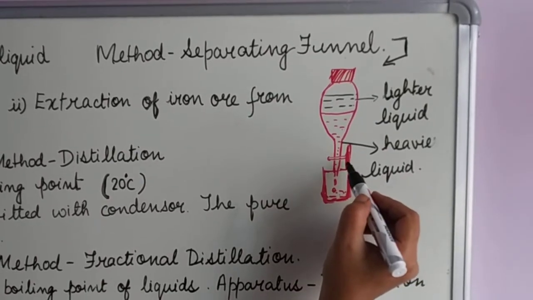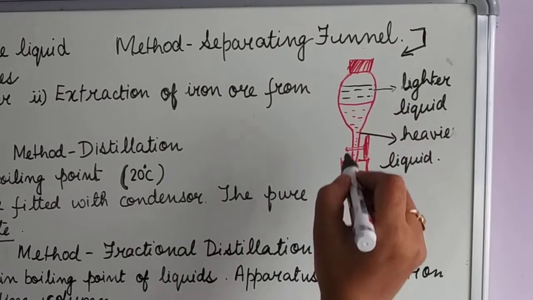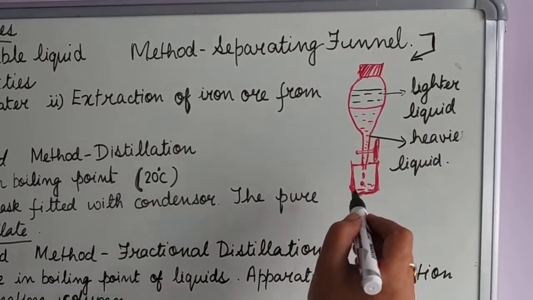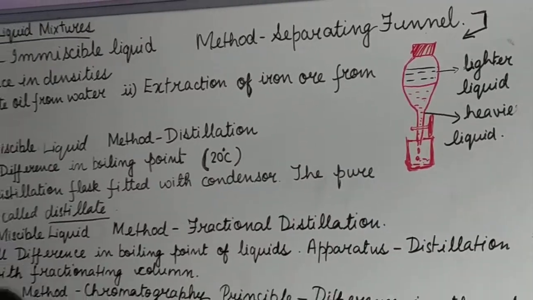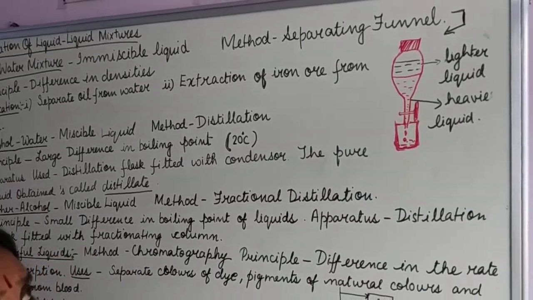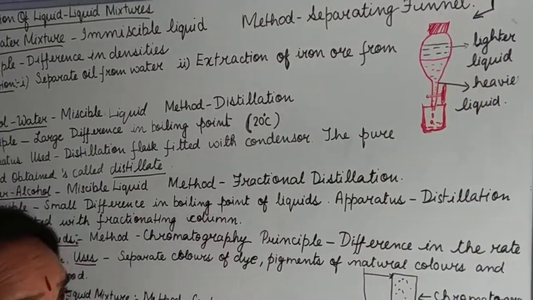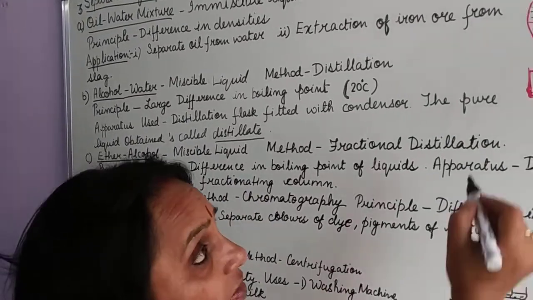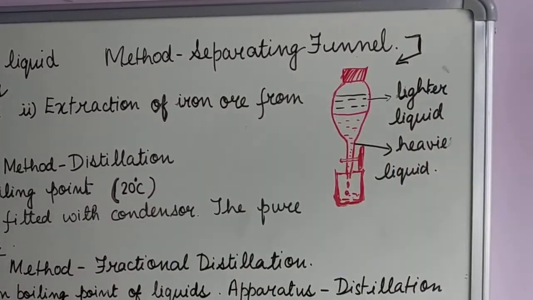Once the knob is closed, we can pour in the mixture from the top and we can put the cork again. It is mixed well, stirred well, and after that we put it at rest. Once the separating funnel is put at rest, the two liquids separate out and the heavier liquid occupies the bottom position, followed by the lighter liquid.